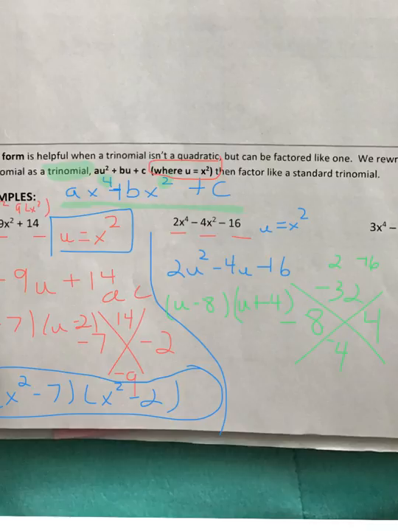Now we have to remember that a was not 1. So we have to divide by a, which is 2. 8 divided by 2 is 4. 4 divided by 2 is 2. And we're almost done. Before we could be done, we have to remember that u was x squared. So I have to go plug x squared back in. And then I realize that this cannot be factored more. So I am done.